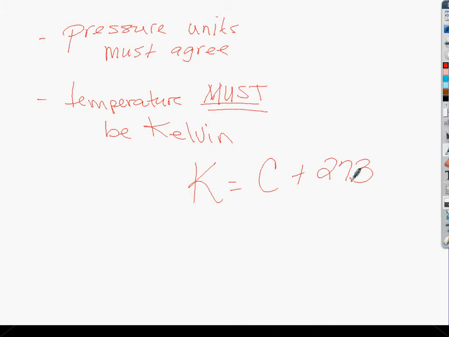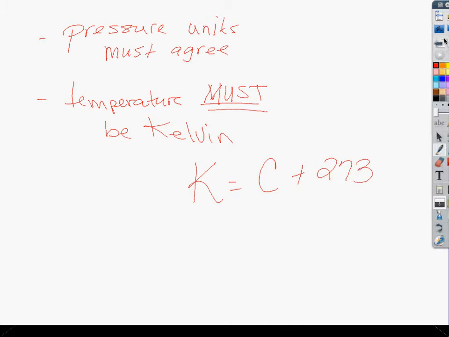That's the only thing you got to remember. And I will see that on tests where people excel on our worksheets, come over, and you understand why you got the wrong answer. It's because usually you're not in Kelvin. All right.